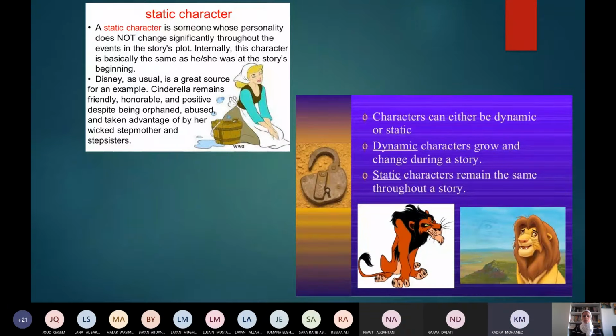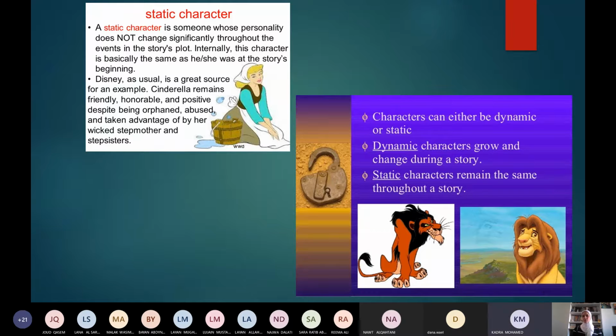Simba was static. Who's answering me? Hadra. Simba was static. He hasn't changed through the whole story. Teacher, can I say? Yes. I think it's Scar because I think he's the static character because he never changed. He was always cruel and evil. Yes, Scar. He was cruel and evil and he remained cruel and evil till the end of the story.